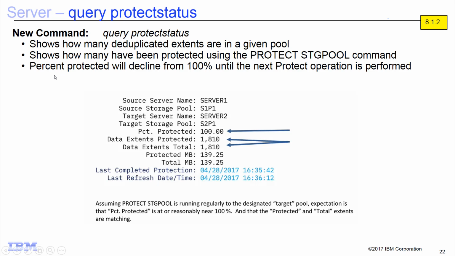Now, throughout the day, as you back up new data to those containers, there are going to be more and more extents which are not protected until you run the Protect Storage Pool command again. So you will see this percent protected drop throughout the day until you run your next Protect Storage Pool command, and those extents are then replicated over. So this is just a great way to check and make sure that your extents are being properly replicated over to a secondary server using the Protect Storage Pool command.